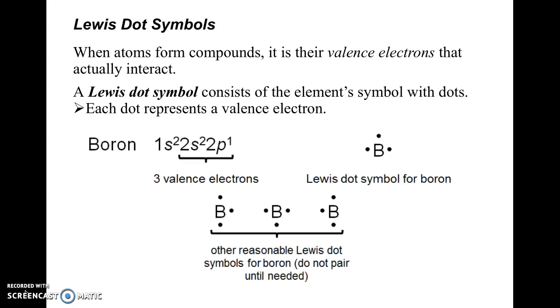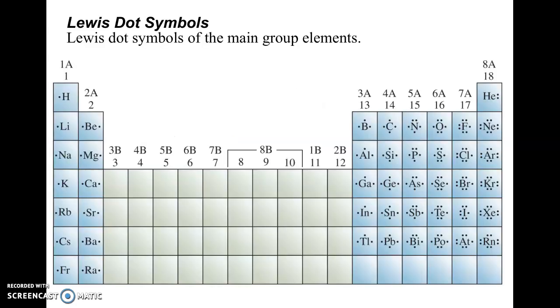So I have an example here of boron. Boron is the third element in the second row. So if you look at its electron configuration, it's 1s2, so it's filled. And the second row, it has a 2s2, a 2p1. And so that's 3 valence electrons. And so for the Lewis dot symbol, we put the B for boron, and we just put 3 dots around it to represent the electrons. You can see it can be in basically any configuration.